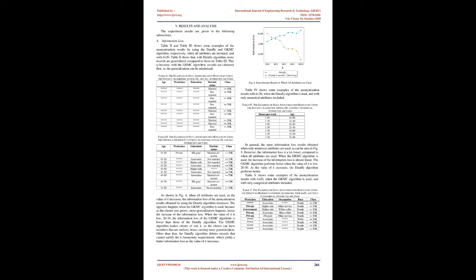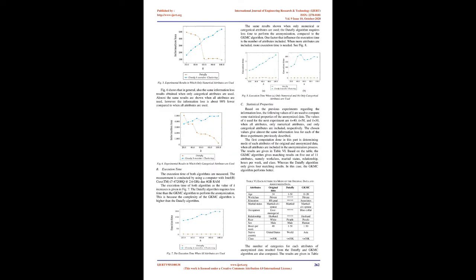The information loss as the value of k increases. The execution time as the value of k increases. The execution time is measured to determine which algorithm is better to be applied in a big data environment. The statistical properties of the anonymized data, such as the number of attribute categories and the mode of each attribute. The number of matching tuples between the anonymized and original data tables when the records are clustered. This experiment is done to investigate the impact of K-Anonymity algorithms on data mining technique results.